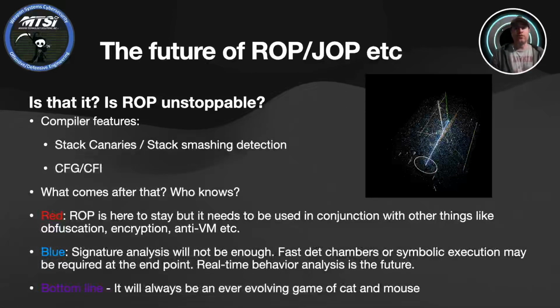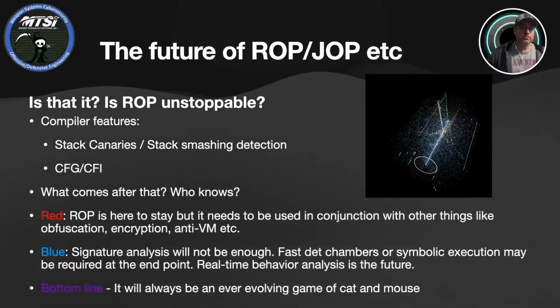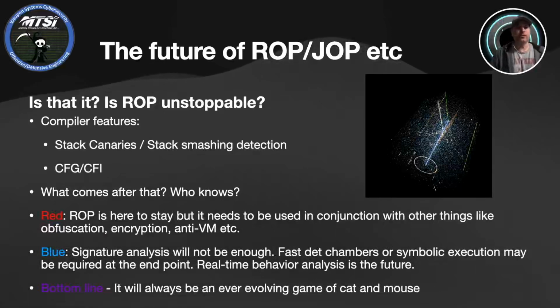There's also control flow guard and control flow integrity. Those are specific CPU options that will try to track a program as it was written. And if they detect the program executing in a way different than it was written, they'll stop it. So some of those mitigations that are coming down the pike are very powerful to try and stop ROP, stop JOP, and so forth. What's going to come after that in terms of defenses or new attacks? Who knows? Things are changing all the time.